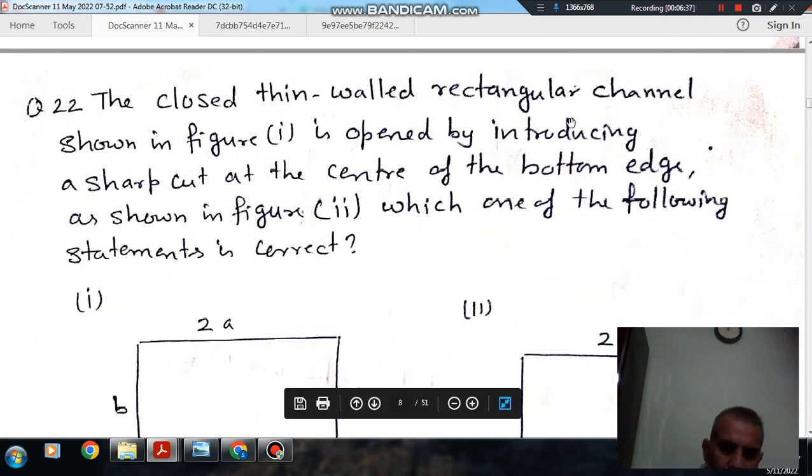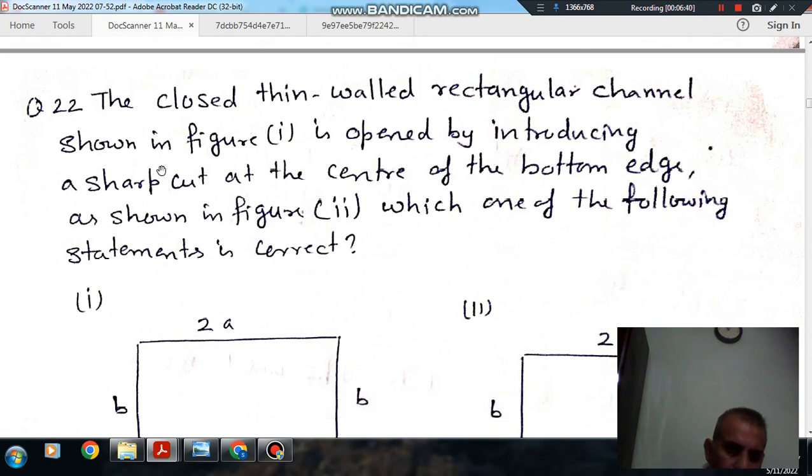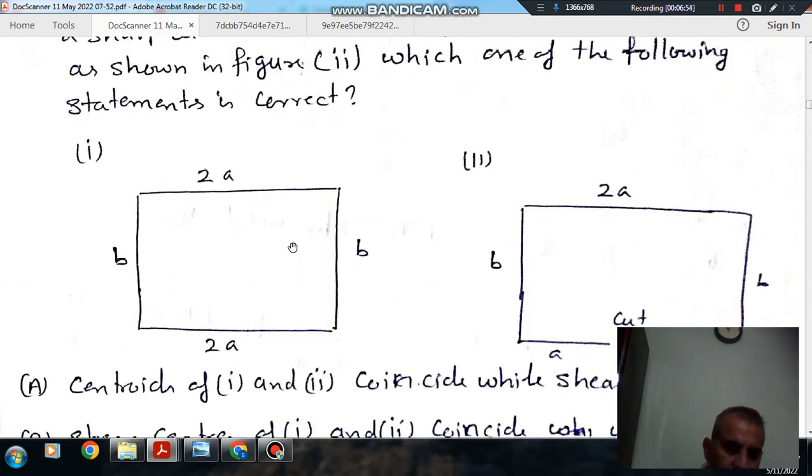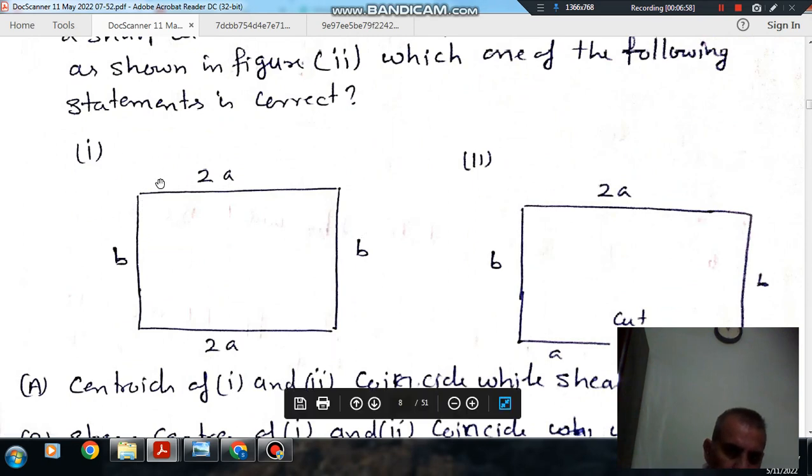Next, a closed thin rectangular channel shown in figure 1 is opened by introducing a sharp cut at the center of the bottom edge as shown in figure 2. Which one of the following statements is correct? So this is case 1, this is case 2. This is fully closed, and this has a cut provided.